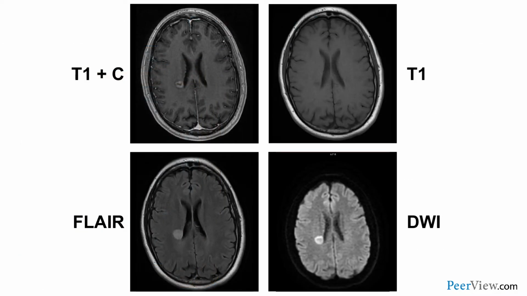Here's her MRI scan. And what you can see on the MRI is an area of abnormal signal change on T1 weighted imaging, which is hypointense. Following contrast administration, you can see that this lesion enhances. You can see it is also bright on FLAIR imaging, as well as being bright on diffusion-weighted imaging. So this is an acute area of abnormal signal change.